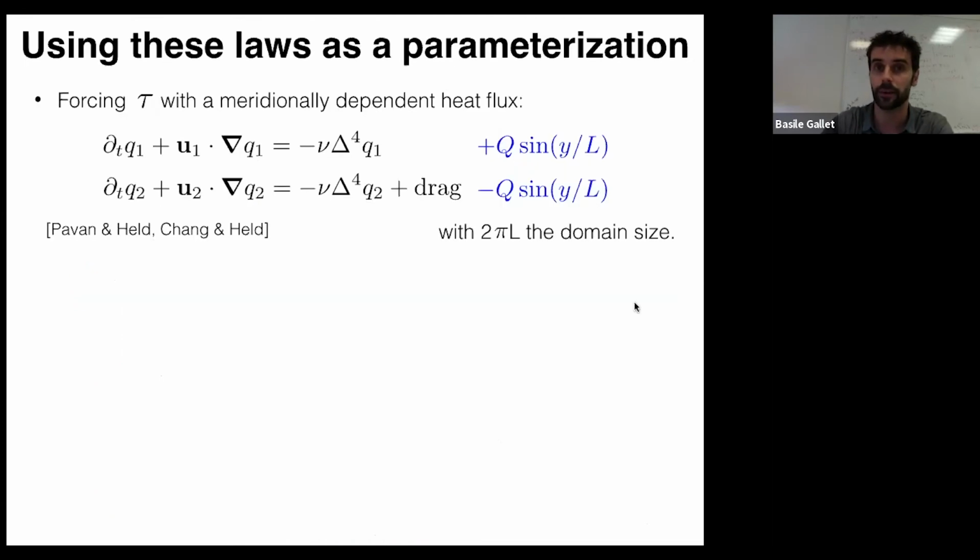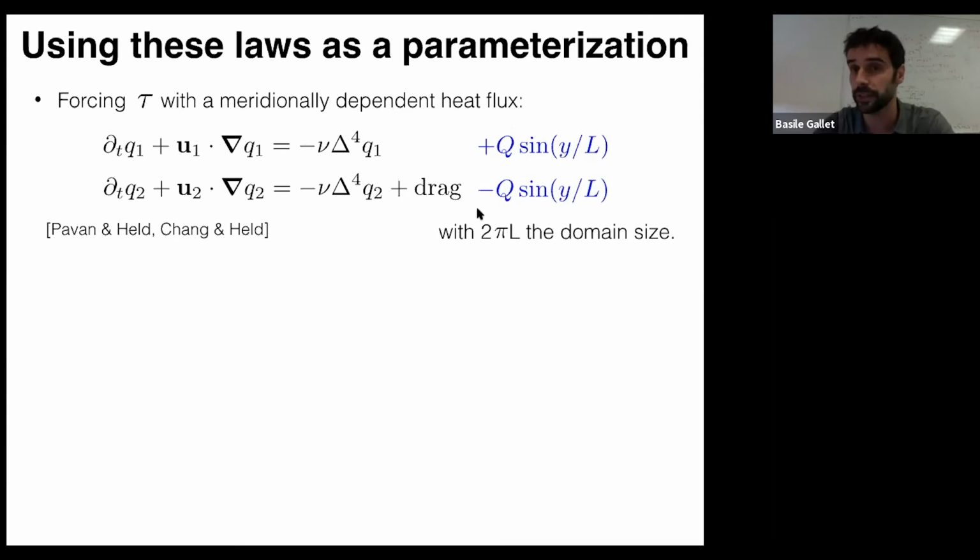But now you can ask, well, now that we've understood the behavior of that diffusivity, can I really use that as a parameterization when the system is subject to some inhomogeneous driving? So I'm going back to these equations, these coupled 2D Navier-Stokes equations, but now I'm adding these source terms on the right-hand side. And I argue that this source term is a meridionally dependent heat flux. So it does depend on the meridional coordinate y, the north-south coordinate.